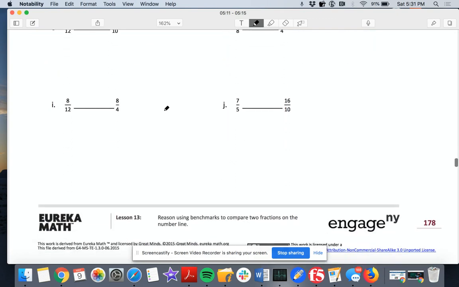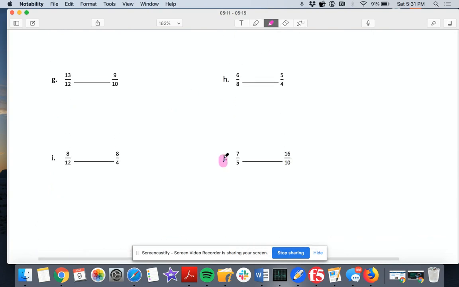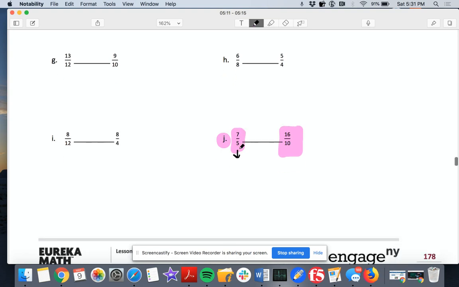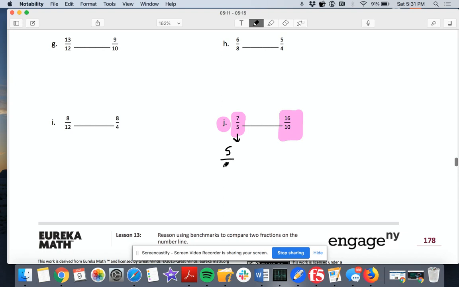And then let's do J together as well. I have 7/5, and then I also have 16/10. Okay. First, let's rewrite these. So 7/5, I know that 5/5 is equal to 1, and then 7 minus 5 is equal to 2. So if I rewrite 7/5, it would equal 1 and 2/5.